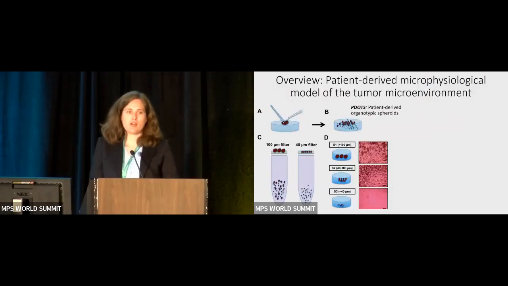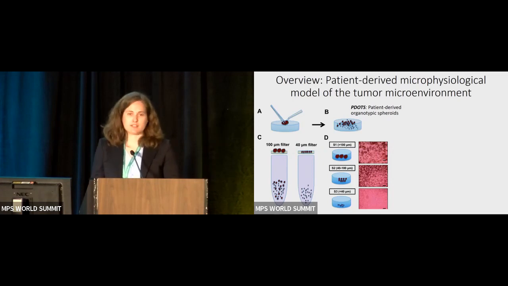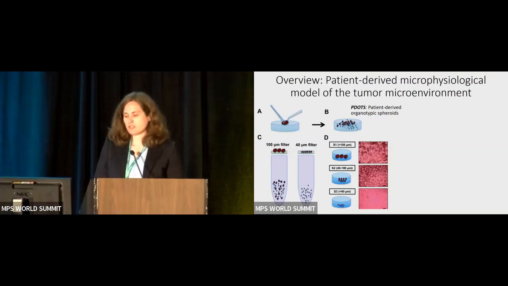So the overview of our approach here is to develop patient-derived models by taking patient surgical tumor resections and then disassembling that into the different cell types that we need and then reassembling them in our model. So starting with taking a surgical resection from the OR, we mince it into small pieces and then sequentially filter it first through a 100 micron filter and then through a 40 micron filter. And so that gives us 3 different size populations of cells and spheroids coming from this single patient sample.